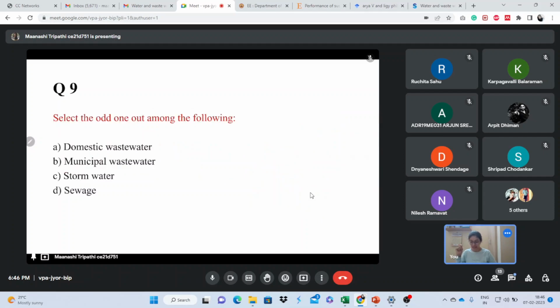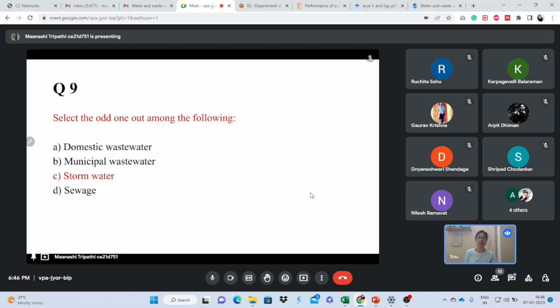Question number 9 says, select the odd one out among the following. You have to try to find out the odd one: domestic wastewater, municipal wastewater, storm water and sewage. Why is this the odd one out? Please try to answer. Because stormwater is different, it does not contain any kind of organic matter. All of them are wastewater. Yes, storm water is basically rainwater. It is not created by us.